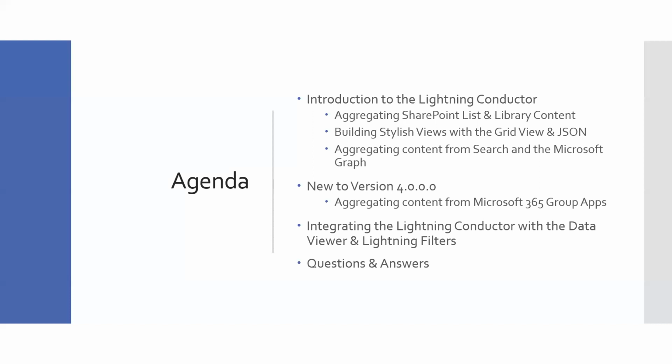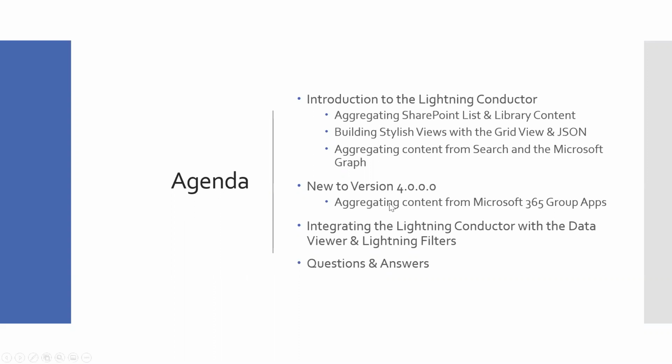So using advanced, we'll also do some content aggregation from SharePoint lists and libraries, and also from the Microsoft Graph and Search. And then we're going to jump into what's new. So we'll have a look at version 4, which is being launched as we speak. So you'll find, at least by tomorrow, you'll be able to download version 4 from our website. It might take a few more days in order to be able to download it from the app source, because that has to go through some testing from Microsoft as well as from Lightning Tools.